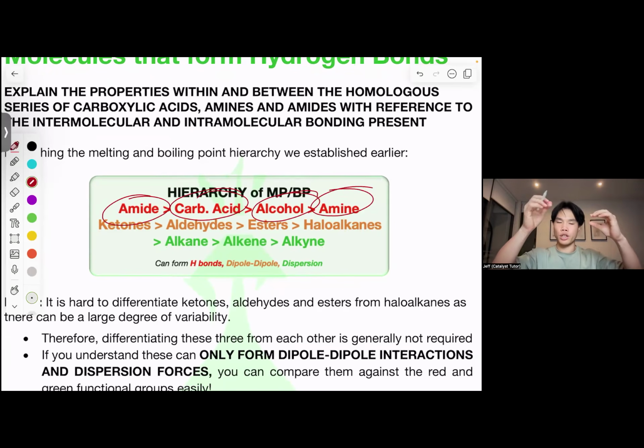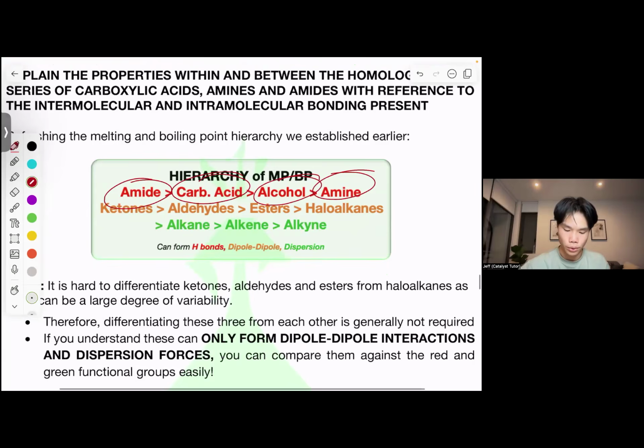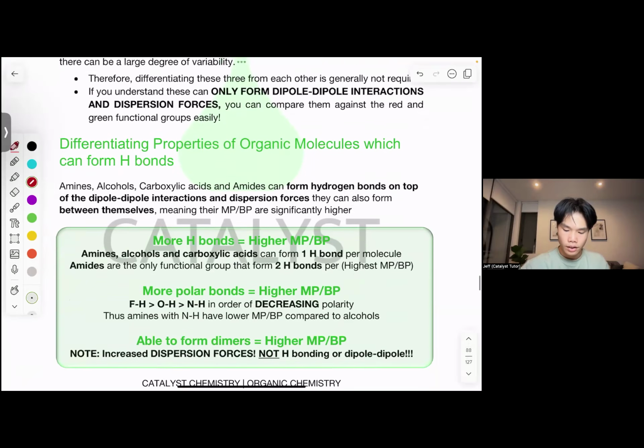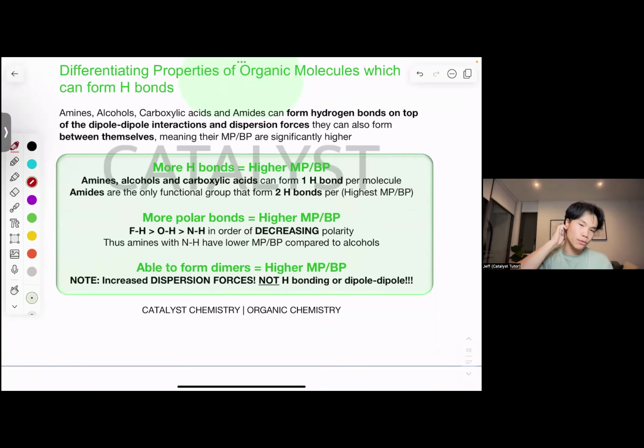The harder questions will get you to explain separating the red hydrogen bond forming molecules from each other. So there's three rules which help you to define which one will be highest, then next highest, and then going down. The more H bonds you can form per molecule, the higher the melting point or boiling point, which is why amides sit at the top. They can form two H bonds per molecule. That's the way you justify it.